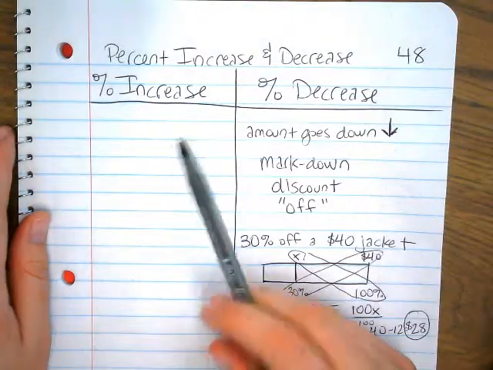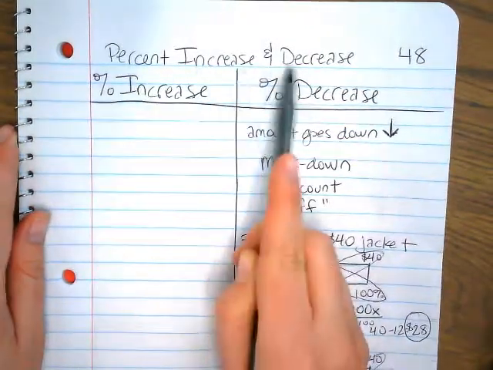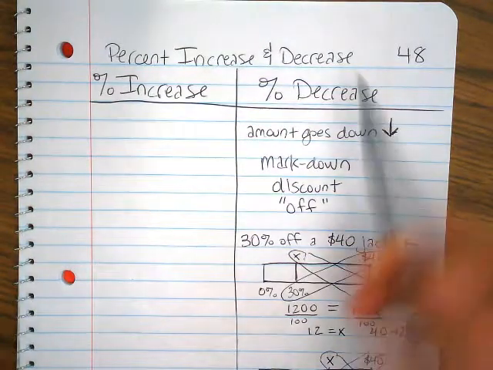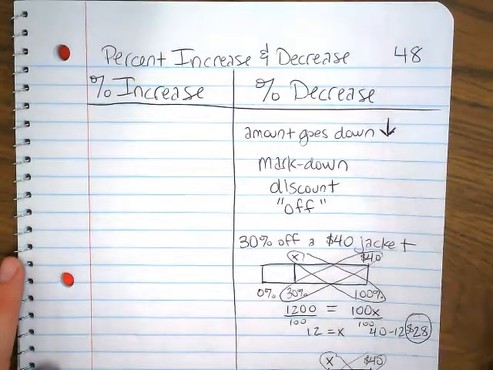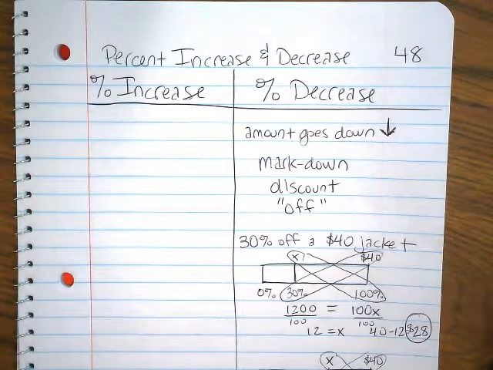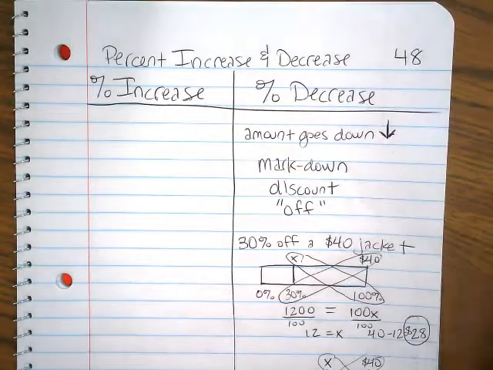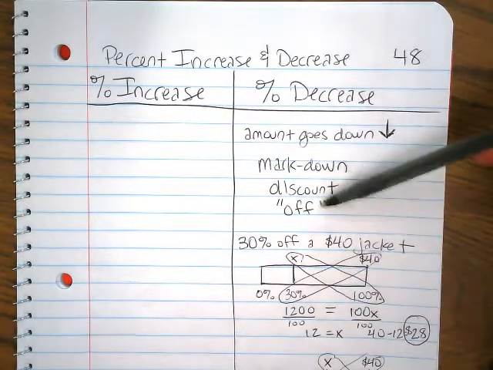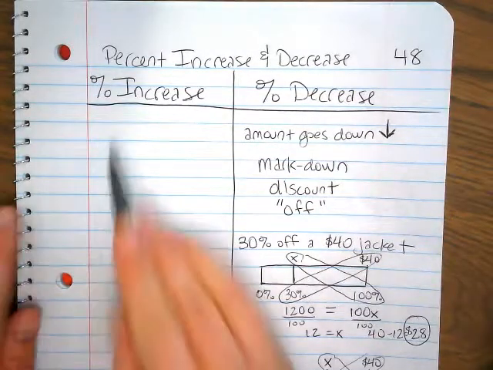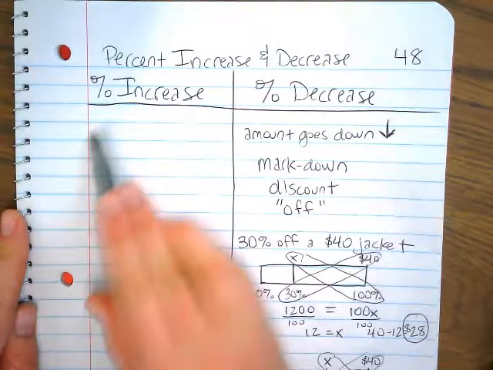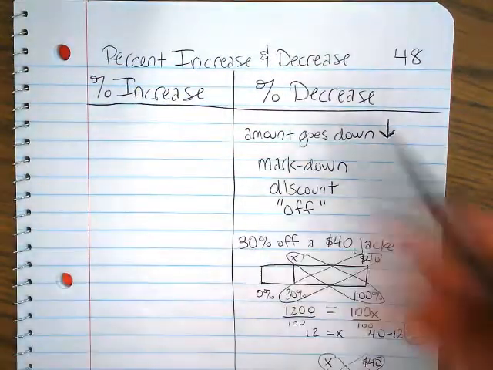Go ahead and turn in your notebooks to the percent increase and decrease page. We've only filled out the percent decrease so far, and today we're going to fill in the percent increase. So when we talked about a percent decrease, we knew that the amount went down, because the word decrease means down, and so that was like a markdown, a discount, or off. When we have a percent increase, increase means to go up.